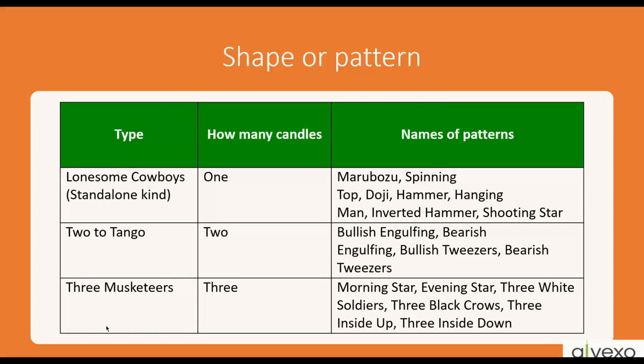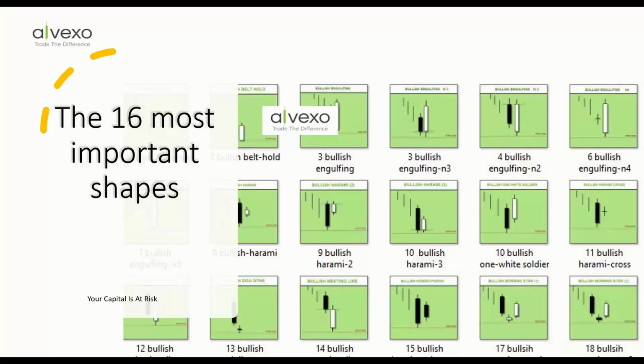Then we get to the more complex candlestick patterns that are made up of three candles. Three candles together forming a repeated pattern are fairly reliable, but they're hard to see. So we have morning stars and evening stars. We have three white soldiers, three black crows. Those are the ones I told you about, remember, reds and greens? We have three inside up and three inside down. So on that handout I gave you, it's going to show you the 16 most important candlestick patterns.